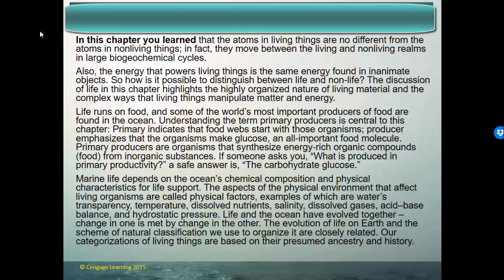Life and the ocean have evidently evolved together. Change in one is followed by change in the other, and the evolution of life on Earth and the scheme of natural classification that we use to organize it are very closely related. Our categorizations of living things are essentially based on their presumed ancestry and history. And again, evolution and natural selection tells us that everything comes from a joint ancestry. We all come from the original living entities on Earth. Then the chapter rounds itself out with some conversations about osmosis and mass transport, and those things are important to understand as well.